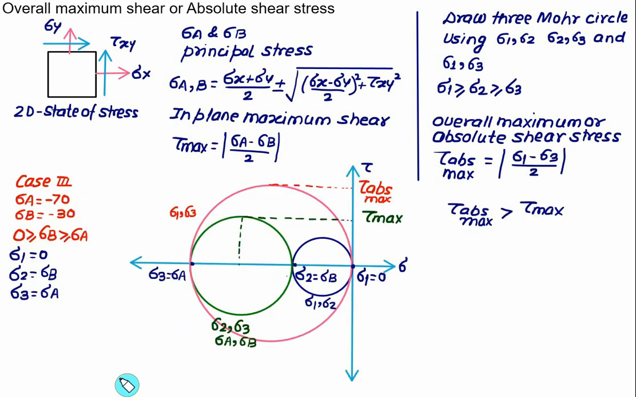And in the third case, if both the values of sigma A and sigma B are negative, in that case the entire Mohr circle will lie on the left-hand side, and in this case the absolute shear stress will be greater than the in-plane maximum shear.